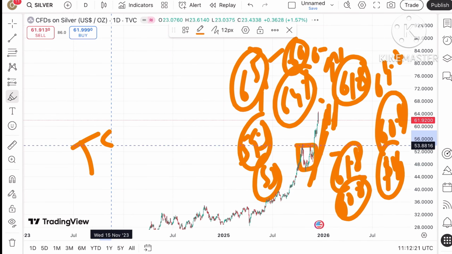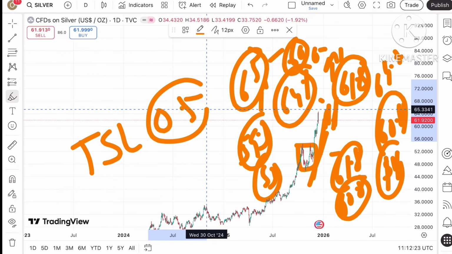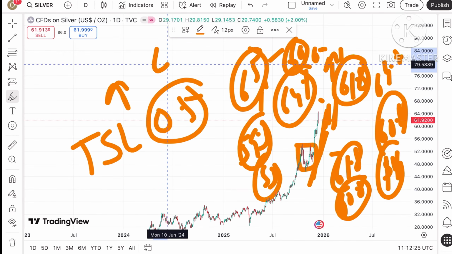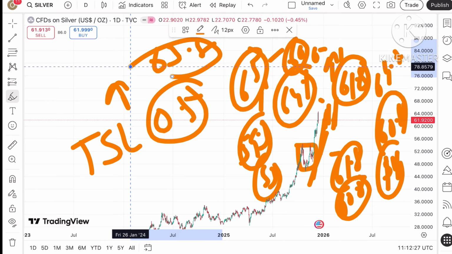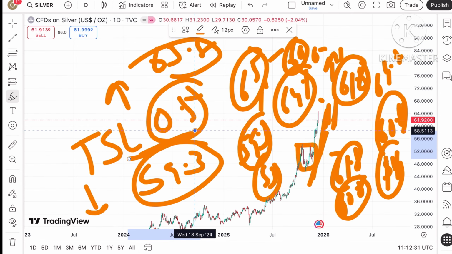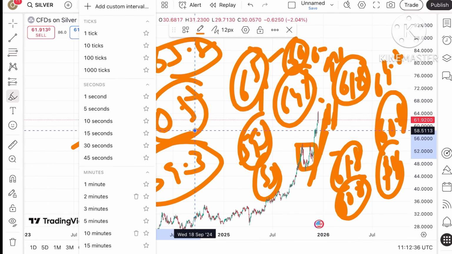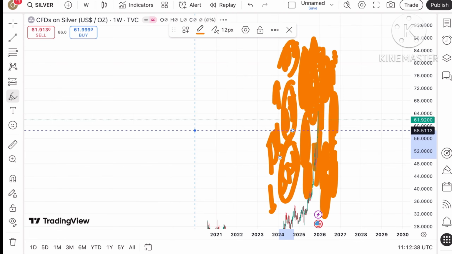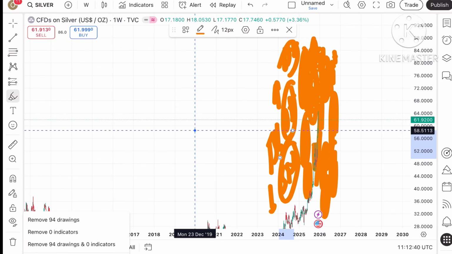Trailing your SL by $0.5 is very important if you are trading on the higher side. If the price goes above 63.8, and if it starts going below $59.3, again you can trail your SL by $0.5. Now coming back to the major part, that is the weekly chart, you will understand how the price has moved on a weekly basis.